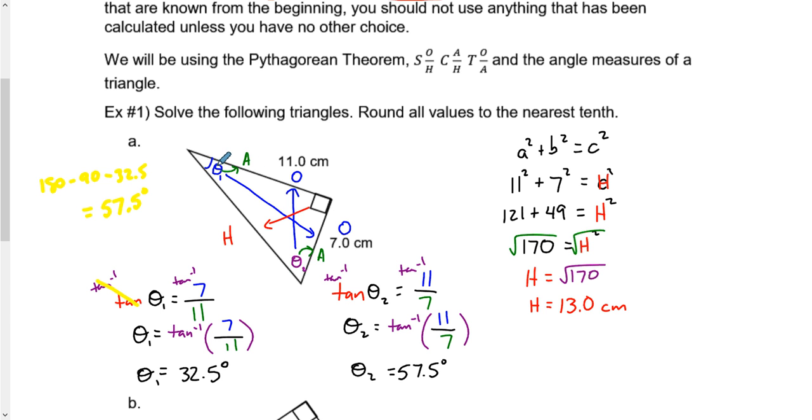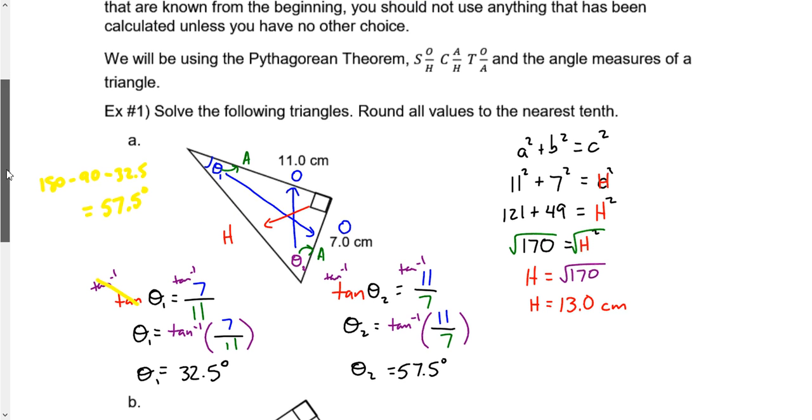So angle 1 is 32.5, angle 2 is 57.5, and this hypotenuse is 13.0 centimeters. That has now solved the triangle. We have solved for every single unknown. This is already 9 degrees, this is 11, this is 7. We have every other unknown in this triangle.